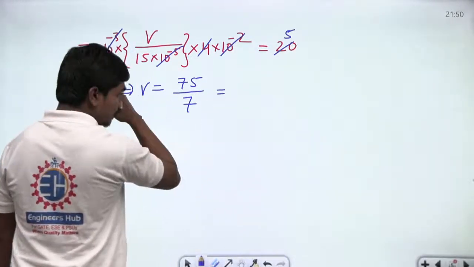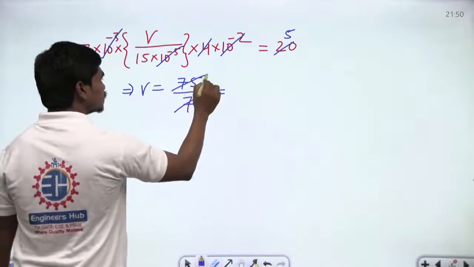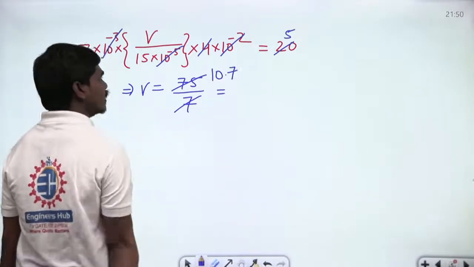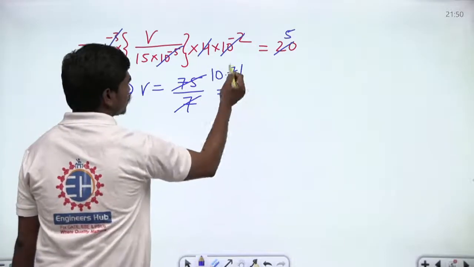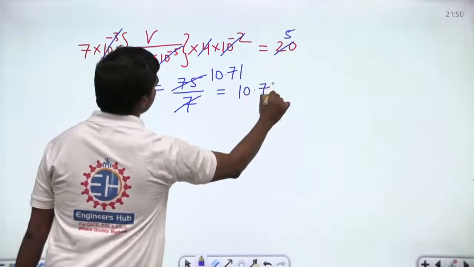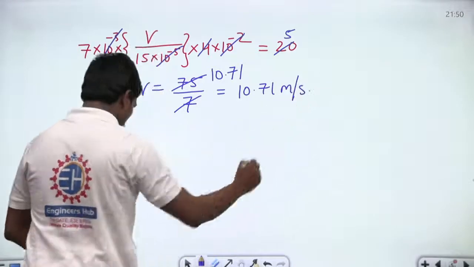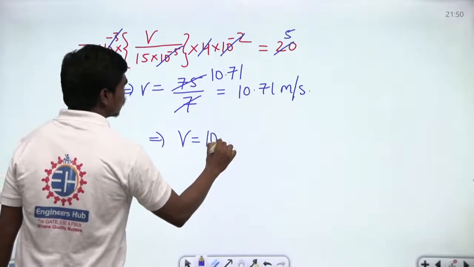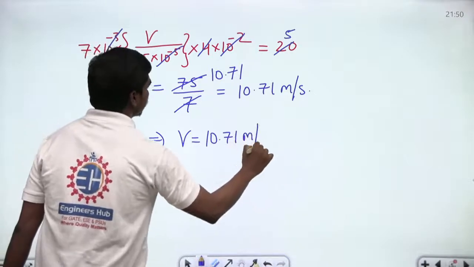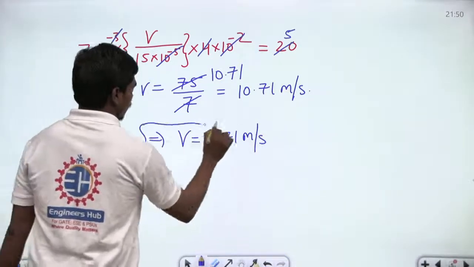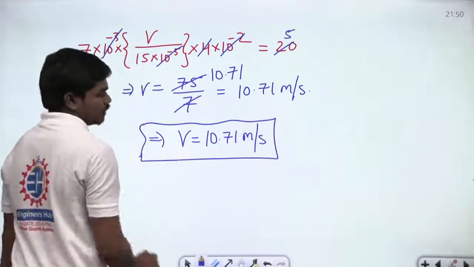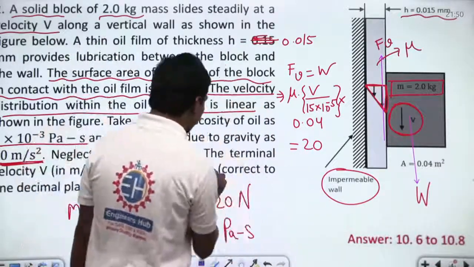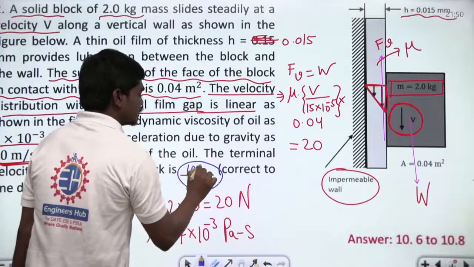So 75 divided by 7 comes to around 10.71. So 10.71 meters per second is the terminal velocity of the block, correct? Let us check the options if we have. Okay, we don't have options, but it's a numerical answer type question. So 10.71 is the correct answer.